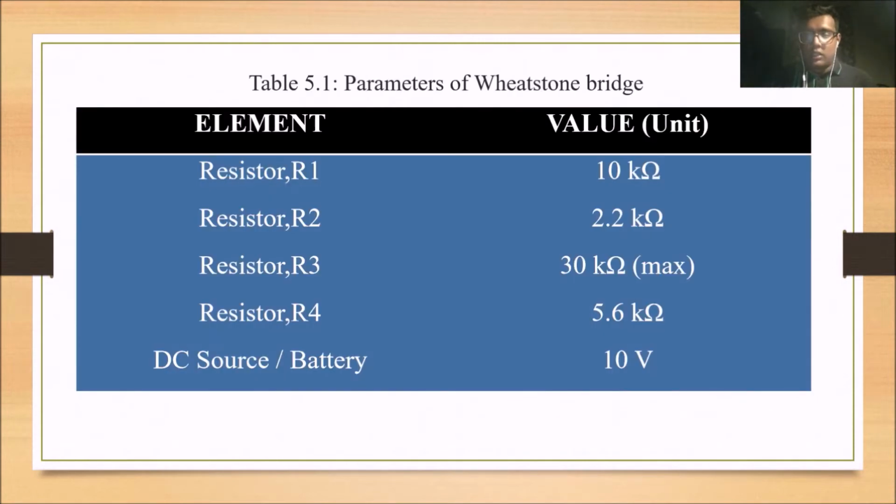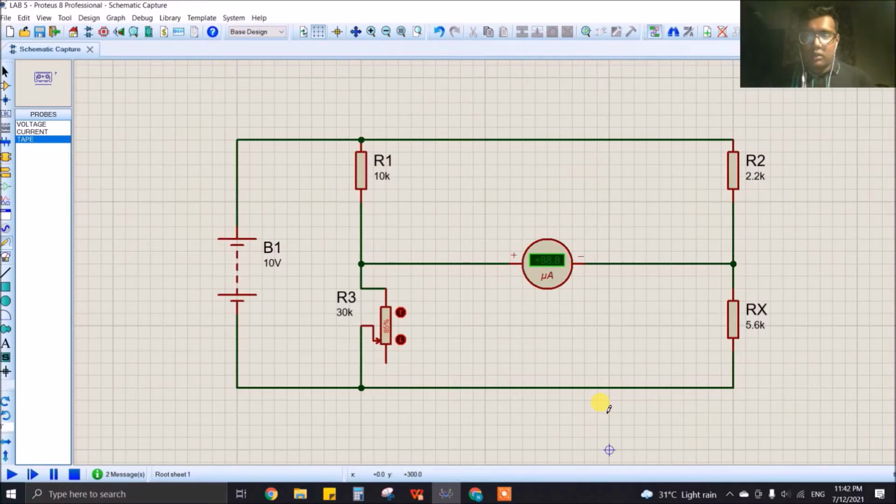As you can see here, this is table 5.1, which shows parameters of the Wheatstone bridge. Okay, so this is the simulation that we did using Proteus software. Based on table 5.1, we have set the element values according to the table. So let's run this simulation and have a look at what will happen.